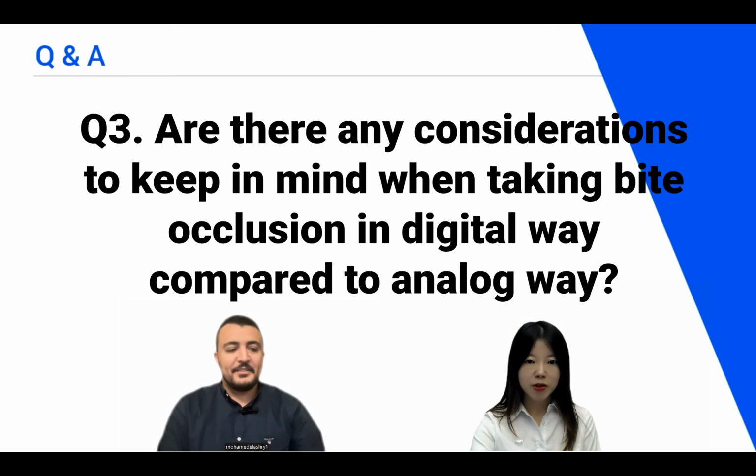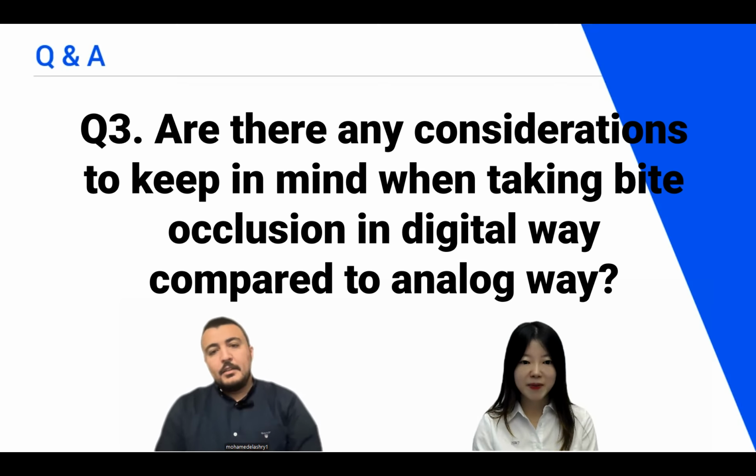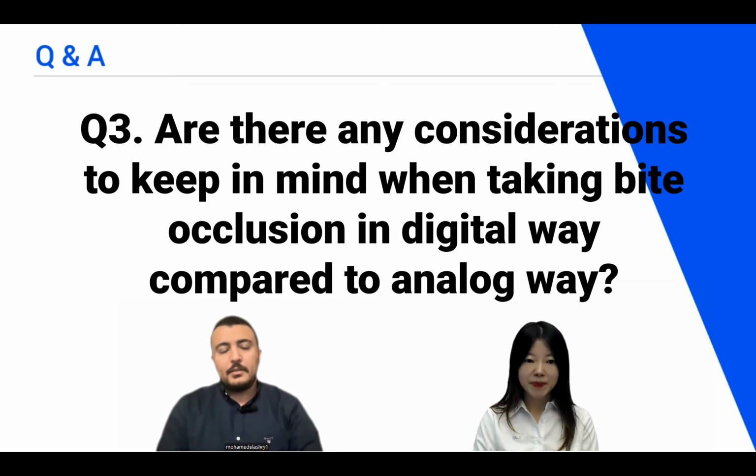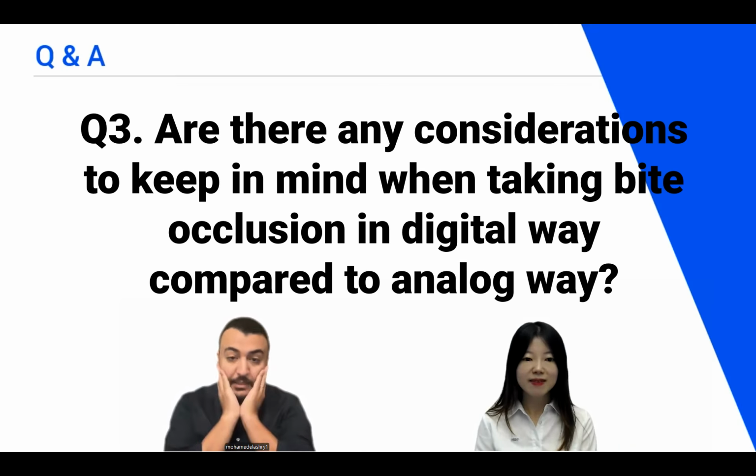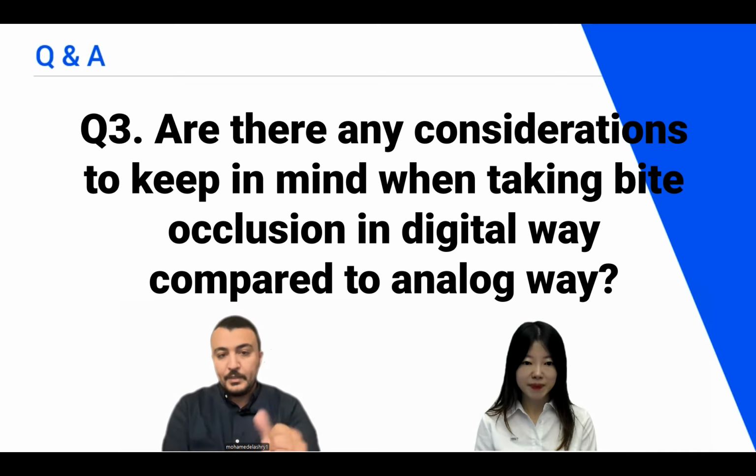Question number three. Are there any considerations to keep in mind when taking bite occlusion in a digital way compared to the analog way? Yeah, there are a lot, and I discussed many in the webinar also. The first one is that the patient should not close with very heavy forces, because this will lead to a severe collision of the cast, leading to an overclosure, which is a main problem. So we should train the patient to close in his normal bite without heavy forces with the masseter muscle, because this will lead to overclosure. This is the first one.